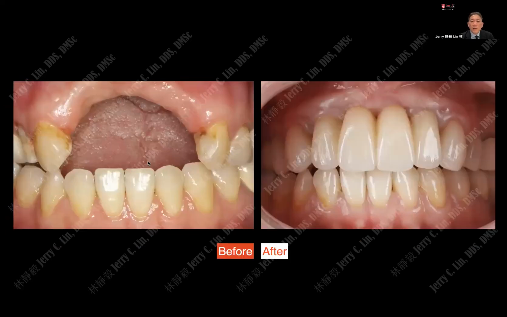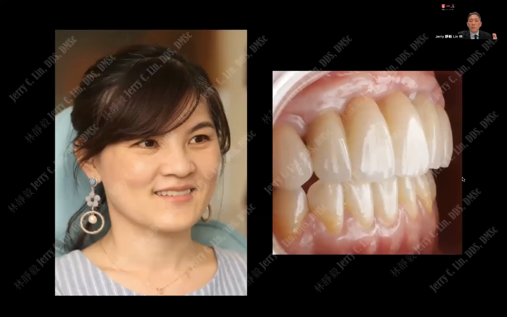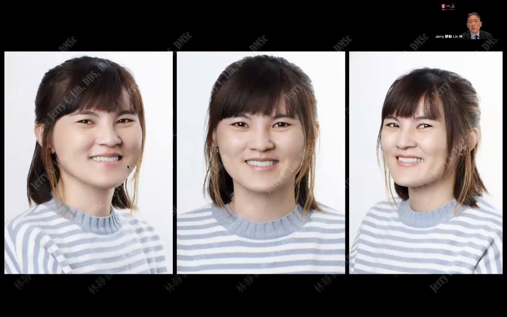For this case, this is before and after. Even though it's a massive bone destruction, we have good room for implants and good room for aesthetics. And then we have a good emergence profile. Then we can build this up to reconstruct the aesthetic zone. And the patient was happy about it.